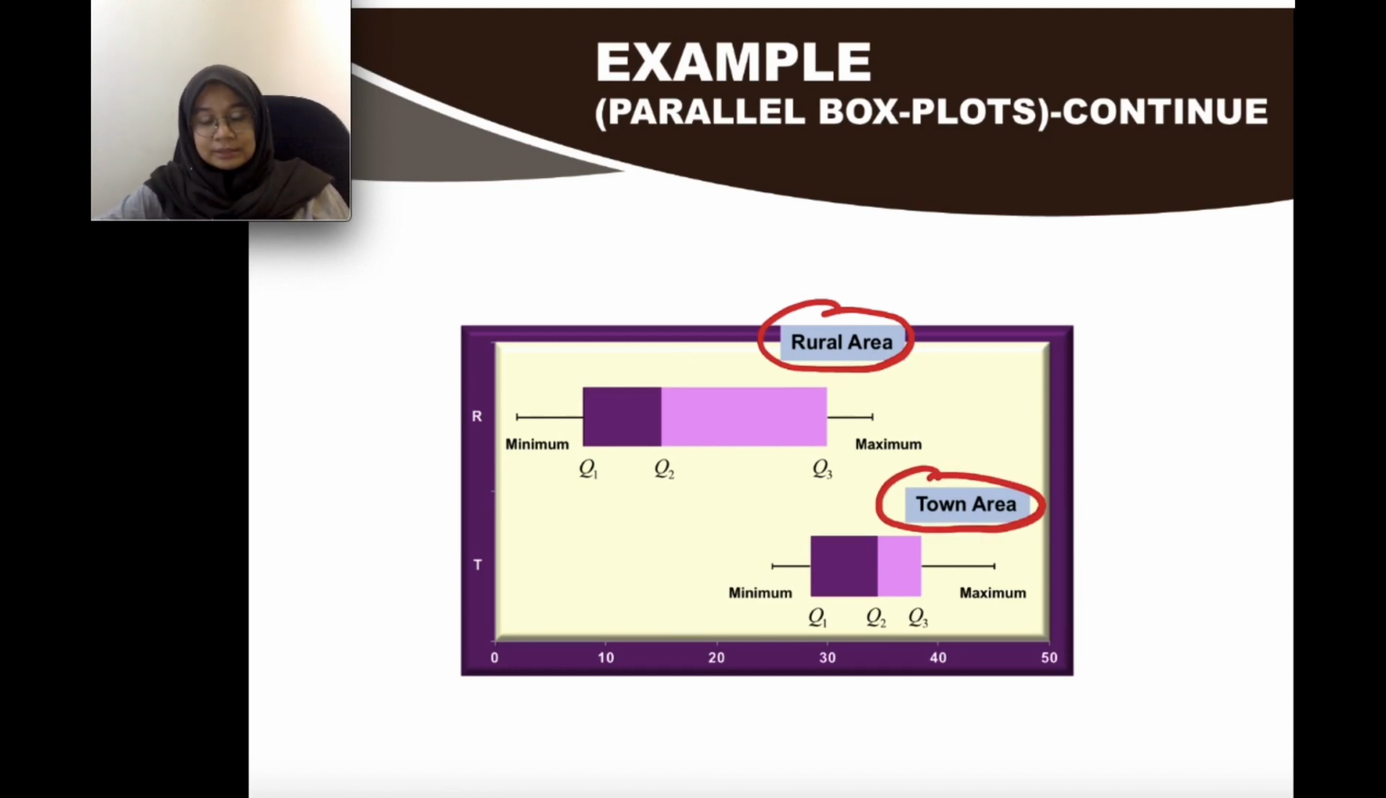So this is what it means by parallel box plot. You have two box plots in one axis. So make sure you label your box plots. If you look here, you still have minimum, Q1, Q2, Q3 and maximum, the 5 number summary.